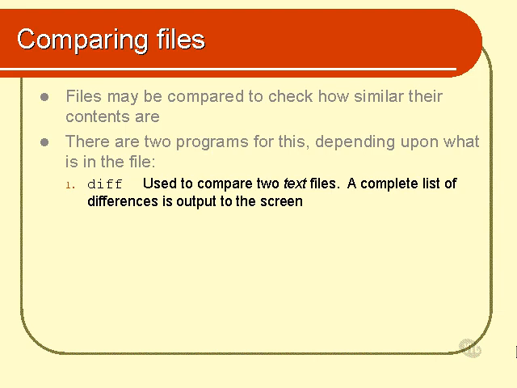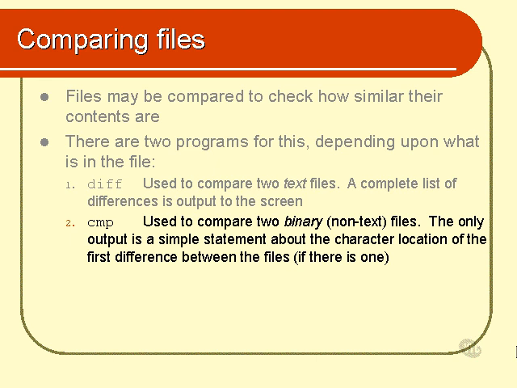The second program is called cmp, which is short for compare. And that's very similar to diff, except it will compare binary files, not text files. It will compare text files as well, but it's mostly used for binary files because with text files we have a much better tool called diff. Cmp only gives us one line of output. It gives us a simple statement about where the files are different.